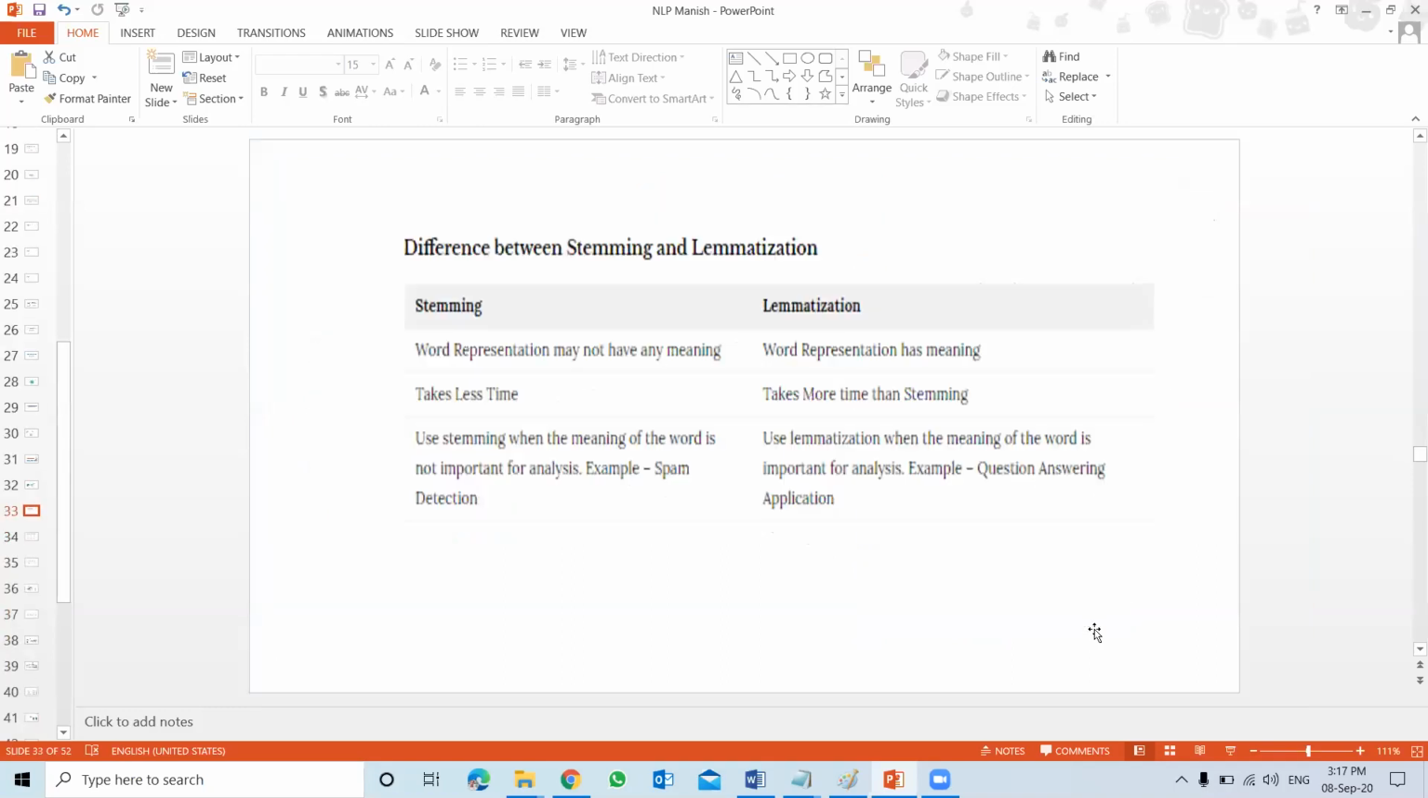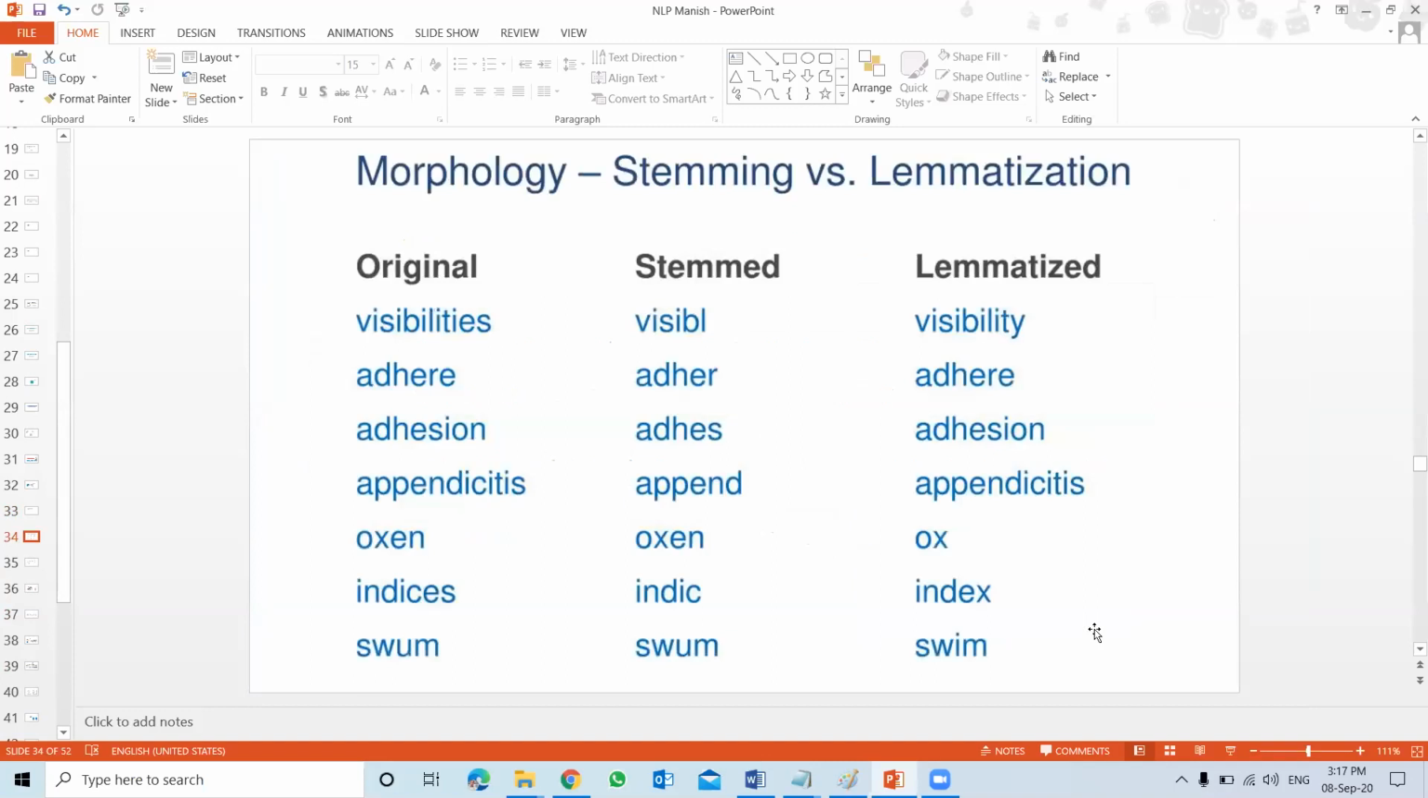So guys, the difference is that in stemming, we are talking about the word which may not represent any meaning, but in the lemma, it should have some meaning. Stemming will take less time, but the lemma will take more time. So the use case is that stemming we can use for spam detection, but lemma we can use for question answering applications where the value should have some meaning. If the original is visibilities, in stemming we have visible, but in lemmatization we have visibility. So in stemming there need not be any meaning of the keyword, but in the lemma it should have some meaning.